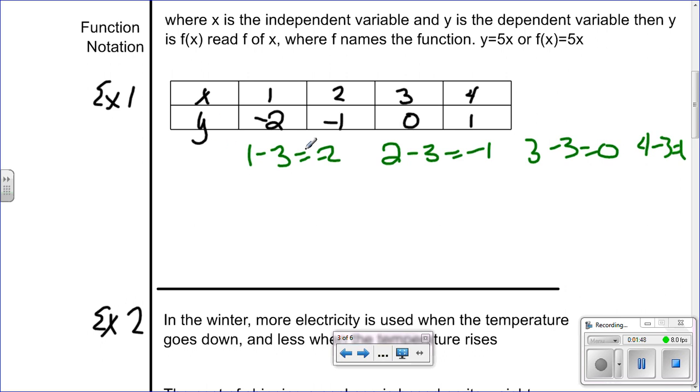So now we have y equals, well, what's changing? It's our x value, so x. And what's happening each time? We're subtracting 3, so there's our rule: y equals x minus 3.